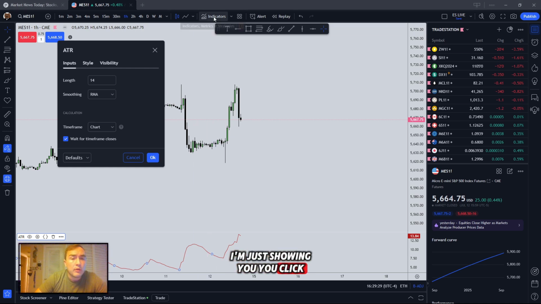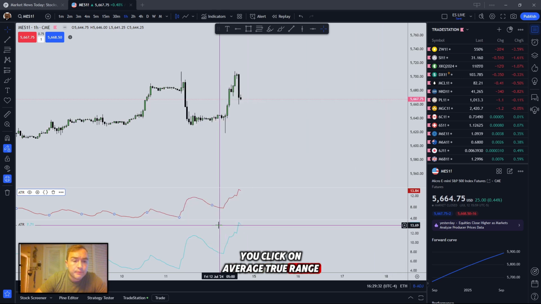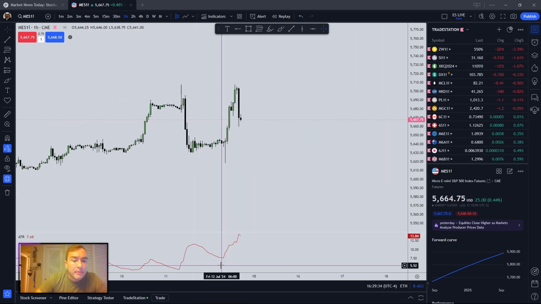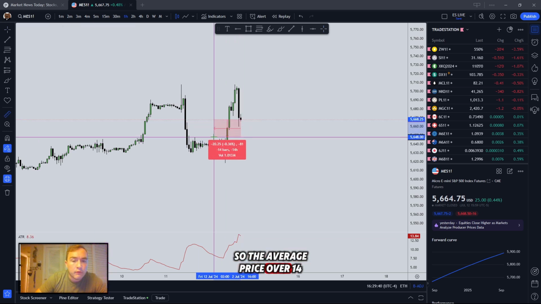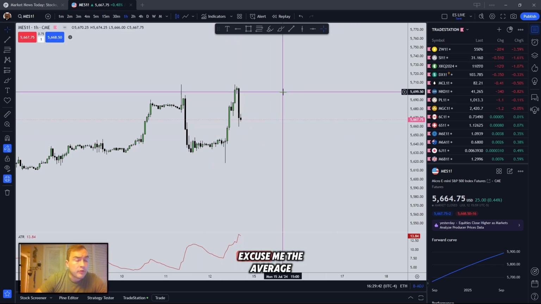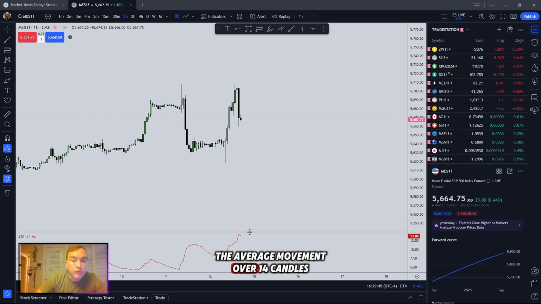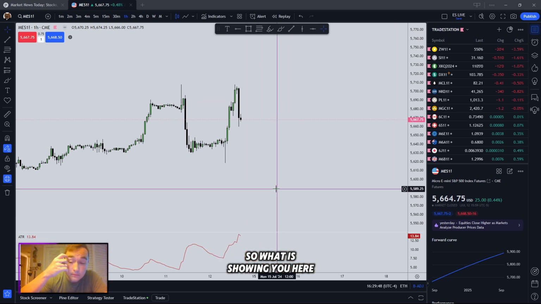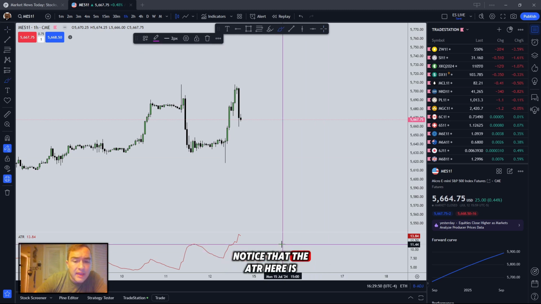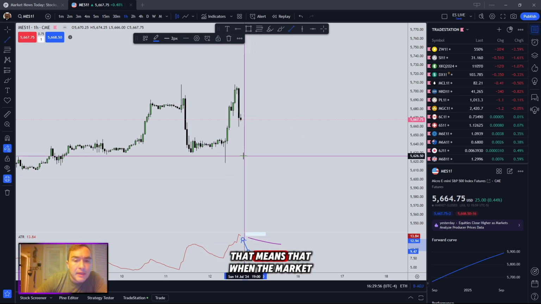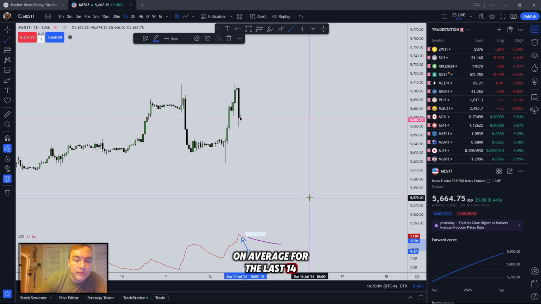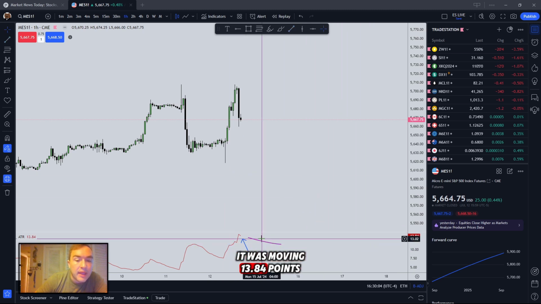I'm just showing you, you click on indicators, you click on average true range, and out of the box, it's going to be the average price over 14 candles, excuse me, the average movement over 14 candles. So what it's showing you here, notice that the ATR here is at 13.84. That means that when the market closed on Friday, on average for the last 14 candles, it was moving 13.84 points. And that's what that's showing you.